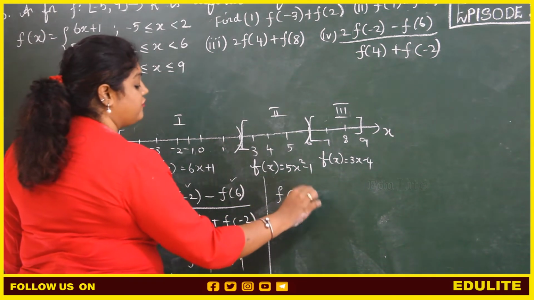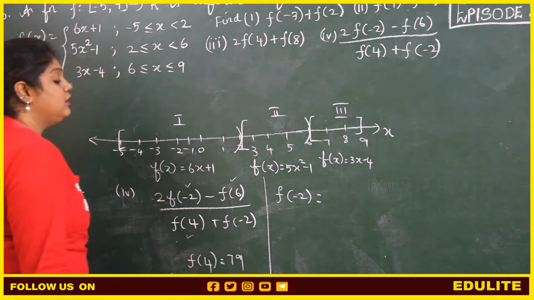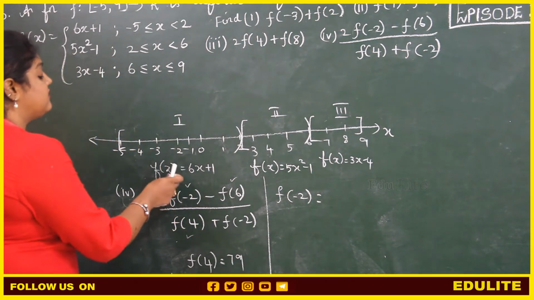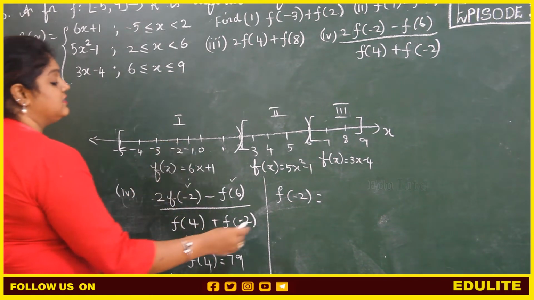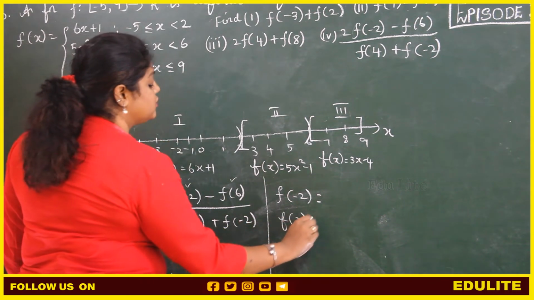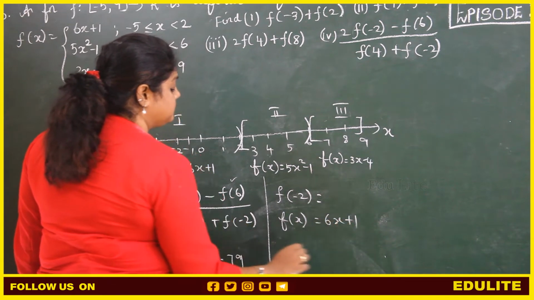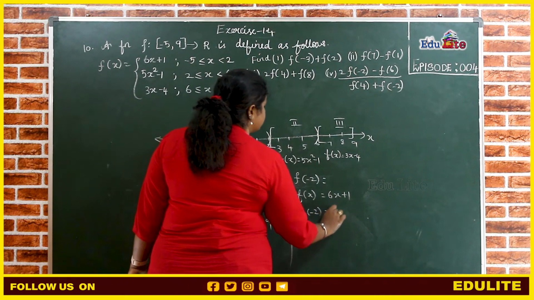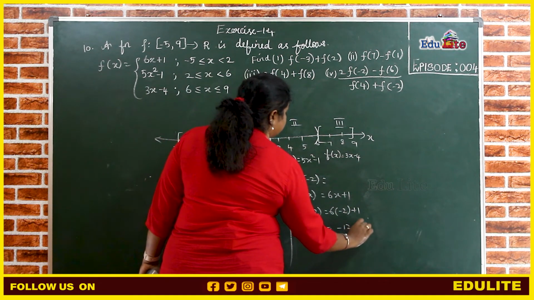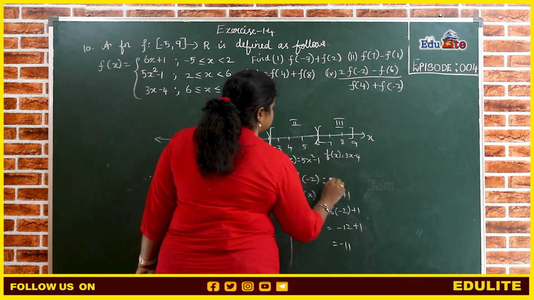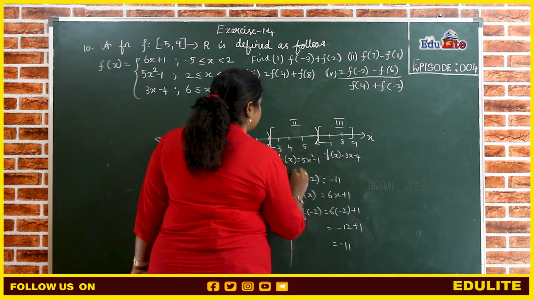Next we will find f of minus 2. In order to get the value of f of minus 2, we should use the value of f of x in the first interval because minus 2 lies in the first interval. f of x is equal to 6x plus 1. f of minus 2 equals 6 into minus 2 plus 1, 6 into minus 2 is minus 12, plus 1, which is nothing but minus 11. So, f of minus 2 equals minus 11.